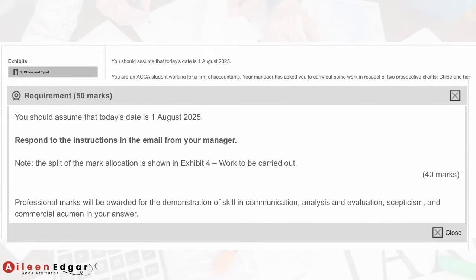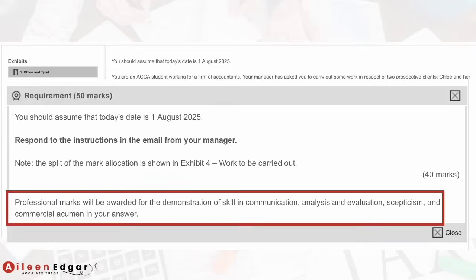In your exam, do feel free to open up this exhibit, but you're not going to get a lot of useful information from it. Now, it tells us that there are professional marks going to be awarded for demonstrating skills in communication, analysis and evaluation, skepticism, and commercial acumen. These are the 4 different professional skills areas, but there's no surprise there, as it's always the case with a Section A question. So you don't need to open this exhibit to find out that information. It is always going to be 10 professional marks in a Section A question. The remaining 40 marks will come from technical answers that you give.